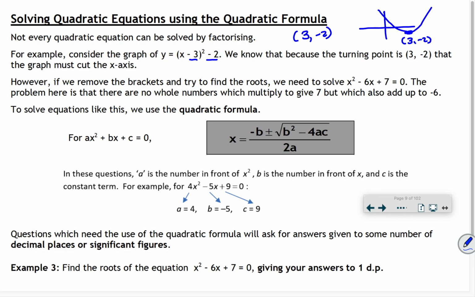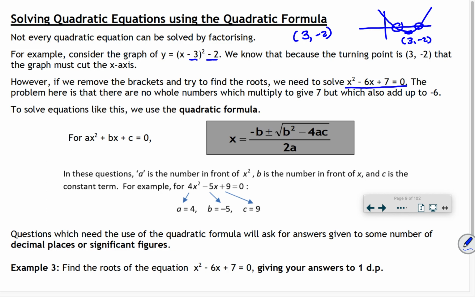Okay, slightly off it. It will cut through the x-axis because of the shape of the parabola. However, if you were to expand the brackets and square out that bracket, then put the minus 2 in, you would get x squared minus 6x plus 7 equals 0. But that won't factorise. You could try it until doomsday, it just won't factorise. So there has to be a solution to it. And it's for quadratics like that that we use the quadratic formula.